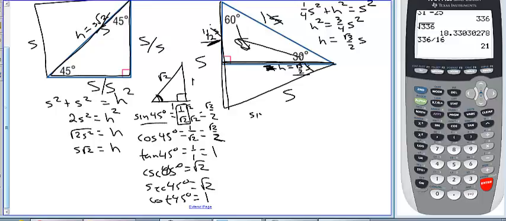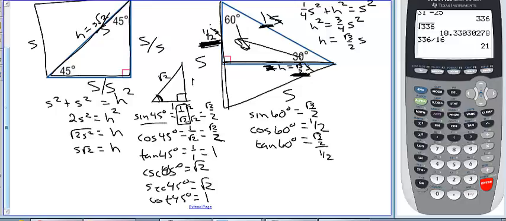What about sine of 60 degrees? Well, that's opposite over hypotenuse, which is square root of 3 over 2 over 1. Cosine of 60 degrees is adjacent over hypotenuse. That's 1/2. And then tangent of 60 degrees is going to be opposite over adjacent. So square root of 3 over 2 over 1/2, which is just square root of 3 when we multiply the top and bottom by 2.